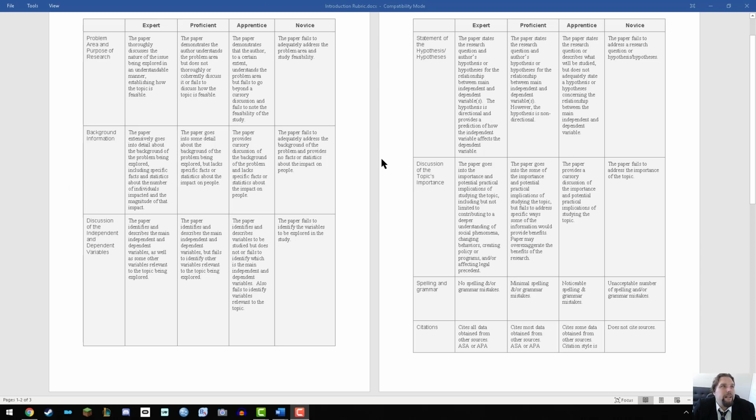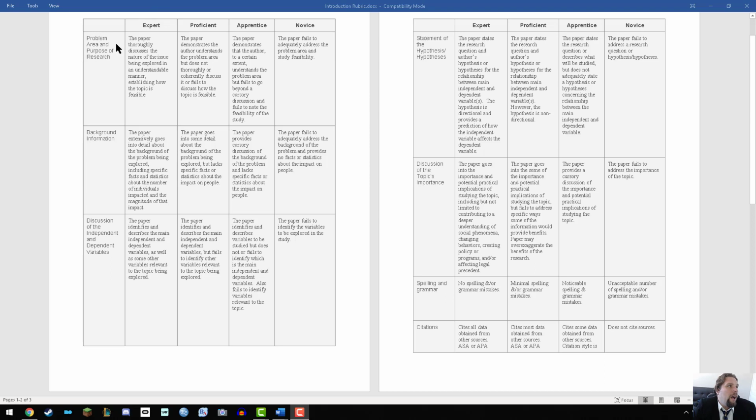But my rubrics break down what makes an expert paper, a proficient paper, an apprentice paper, and a novice paper. If you're going to be in the A category, you're going to be doing an expert level paper. Proficient would be B level, apprentice would be C level, novice would be D to F, depending on the amount of data that's actually available in that paper.